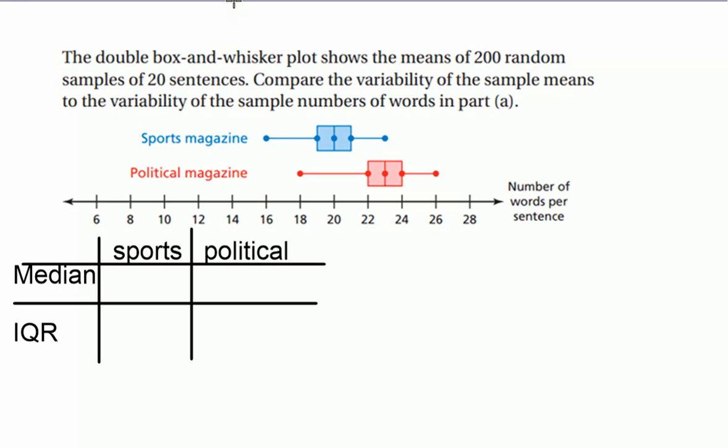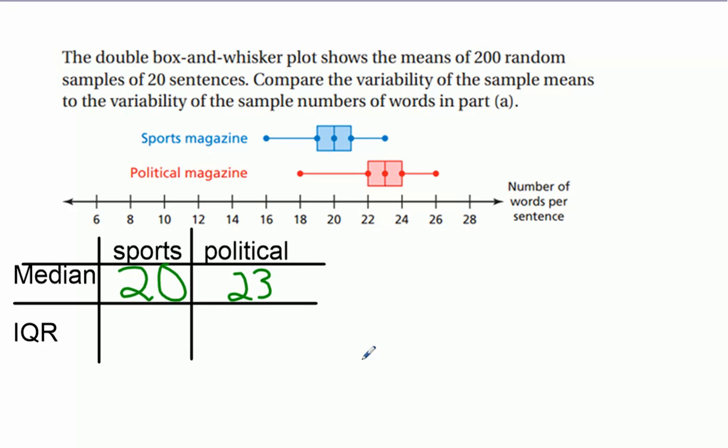Okay, so here we go, ready to go over these. This one talks about the box and whisker plot shows the means of 200 random samples of 20 sentences. Compare the variability of the samples means to the variability of the sample words in part A. Okay, so I'm looking at sports magazines and I'm looking at political magazines. So my median for sports magazines was 20. My median for political magazines is between 22 and 24. What number is right in between 22 and 24?